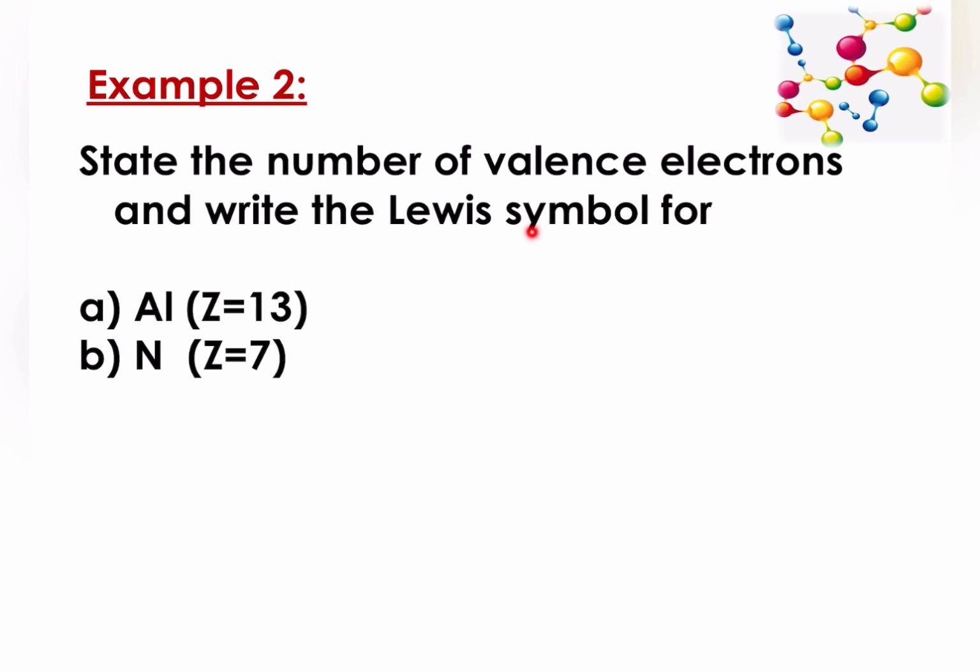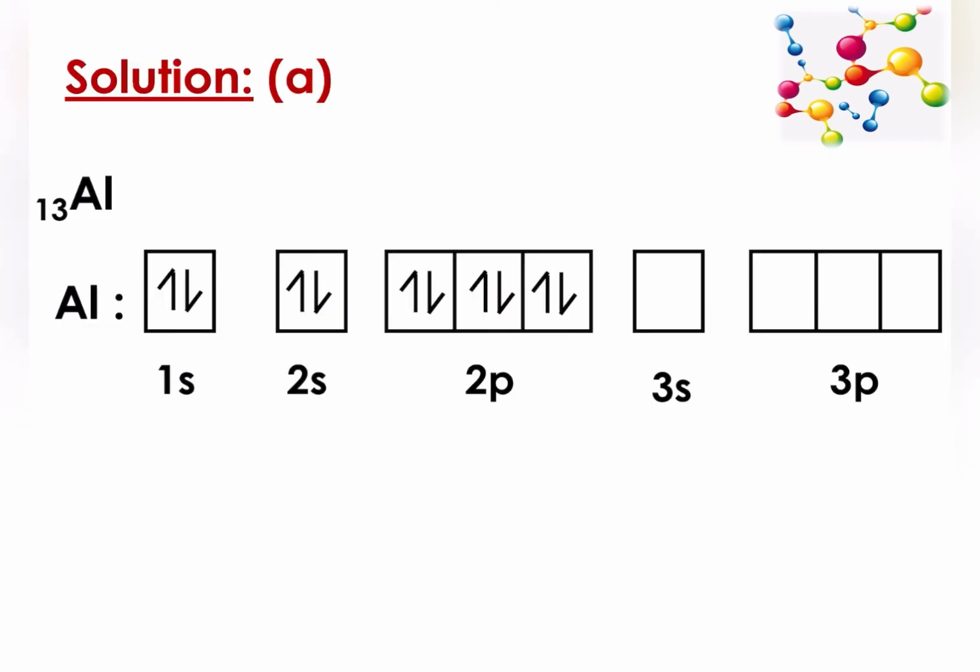Next one, I have example 2 where I want you to state the number of valence electrons and Lewis symbol for aluminium and nitrogen, and we have the proton number. So let's go to the solution for question A. I have aluminium with its electronic configuration as this one, 1s2, 2s2, 2p6. And then we have 3s2, 3p1. And you see here, the highest n value is n equals 3.